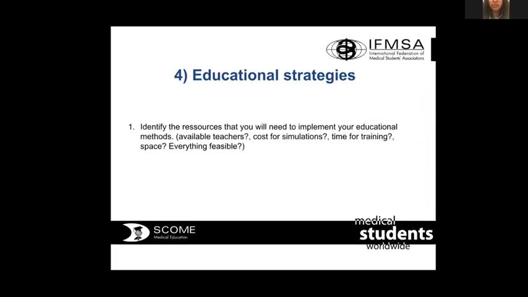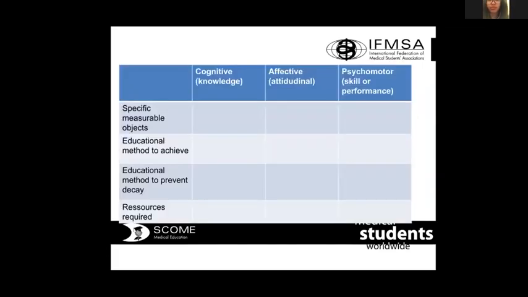Also, next slide. This table will help me so much in identifying my educational strategy. So I have to write down specific measurable objectives, the educational methods I will use, the method I will use to prevent decay, and the resources I want to use, also in the cognitive, affective, and psychomotor domains.